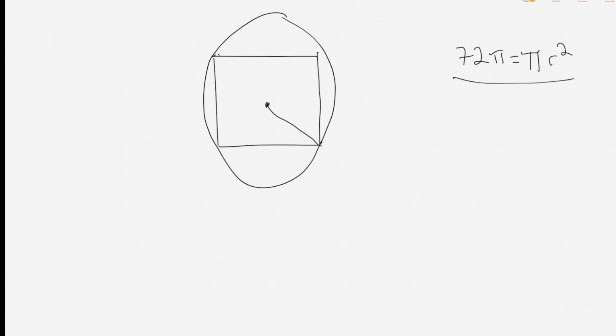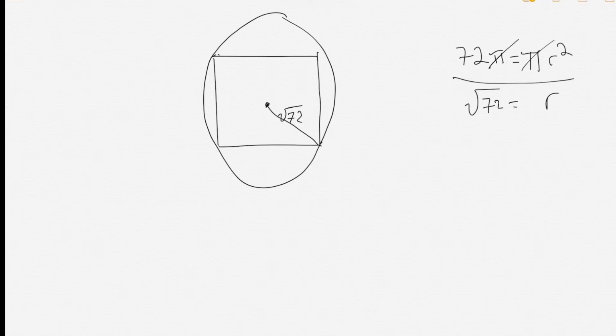So let's go back to this. The 72 pi equals pi r squared. Pi and pi cancel. So 72 equals the radius squared. And then the radius would equal the square root of 72. That means that this radius here is the square root of 72. You can simplify that, or you could just leave it like that for now. It'll be the same answer either way.